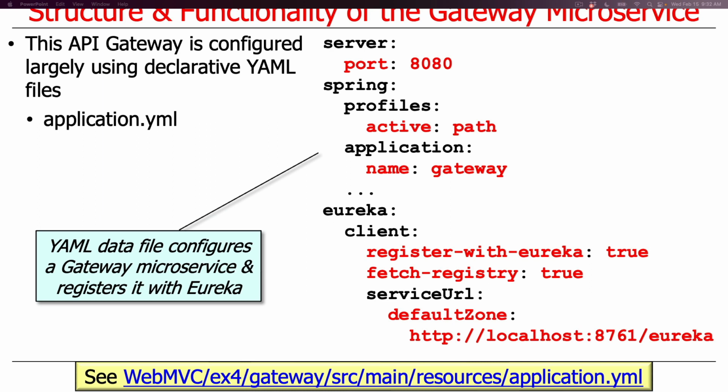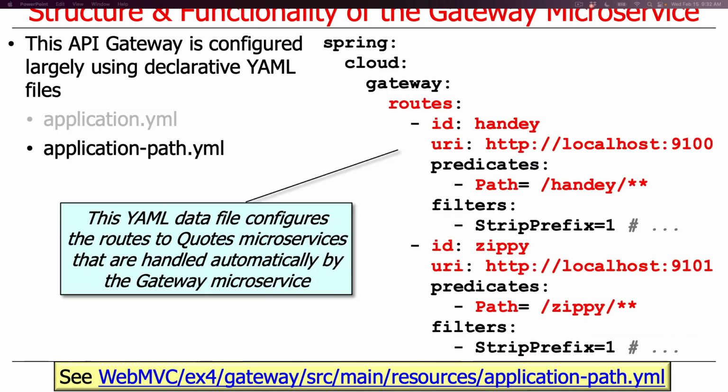And down here, you can see that the gateway also says, I am a Eureka client. Please fetch the registry. And then here's the place to find the Eureka discovery service. So that's the host name, the port number, and the name of the service. Don't have to do it that way, but that's how I did it for my simple example.